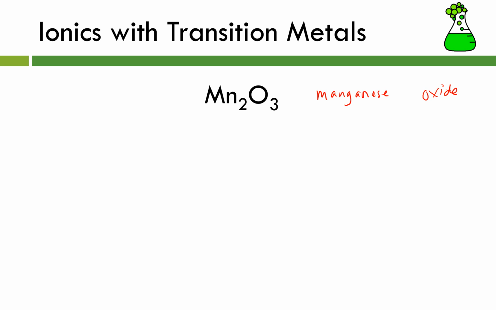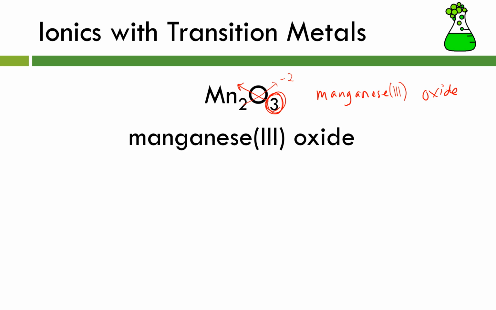In order to figure out what the charge of the manganese ion is in this case, we need to look at the subscript of the anion. We know from the crisscross method that the subscripts come from the charge of the opposite ion. So we know that an oxide ion is going to be -2. In this case, the manganese ion must be +3. And to represent that, we're just going to put parentheses and then the Roman numeral 3, so just 3 capital I's in parentheses. So we'd call this manganese(III) oxide.